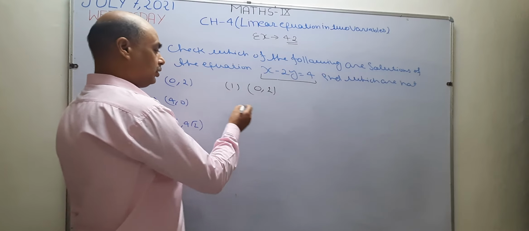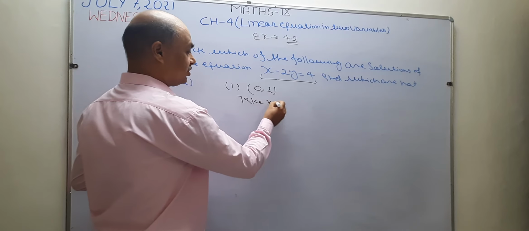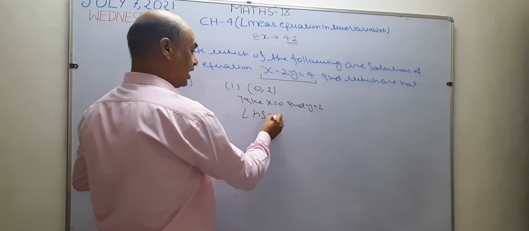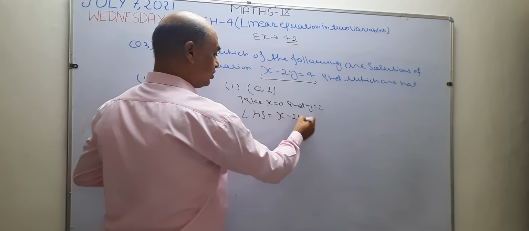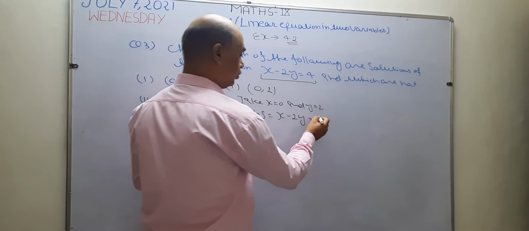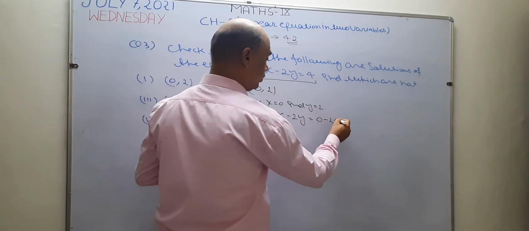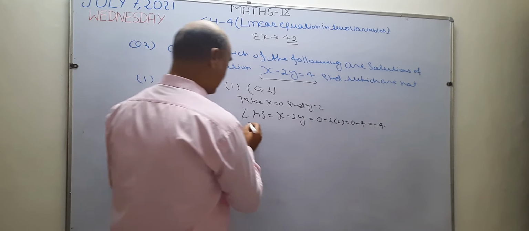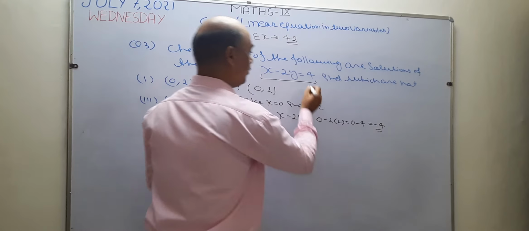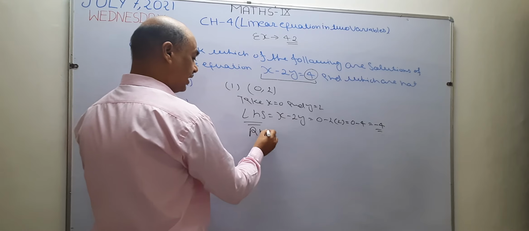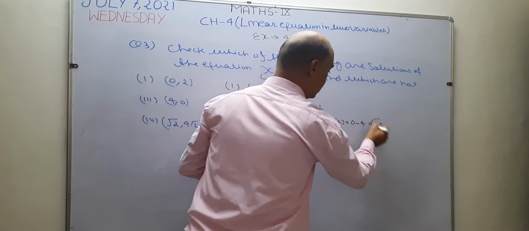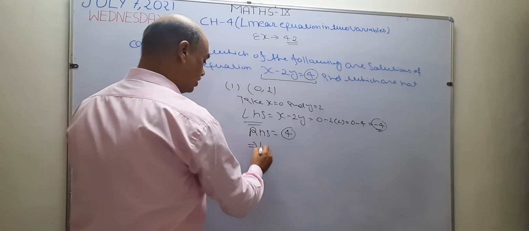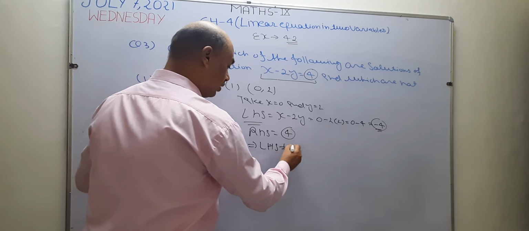Okay. Now take x equal to 0 and y equal to 2 in the left hand side. I want to write the left hand side. x minus 2y. In x, I want to write 0. Instead of y, I want to write 2. So this becomes 0 minus 4. 0 minus 4 is minus 4. So left hand side is equal to minus 4. What is written in the right hand side? In the right hand side, it is written 4. Are minus 4 and 4 equal? No, these two are not equal. So this implies left hand side is not equal to right hand side.